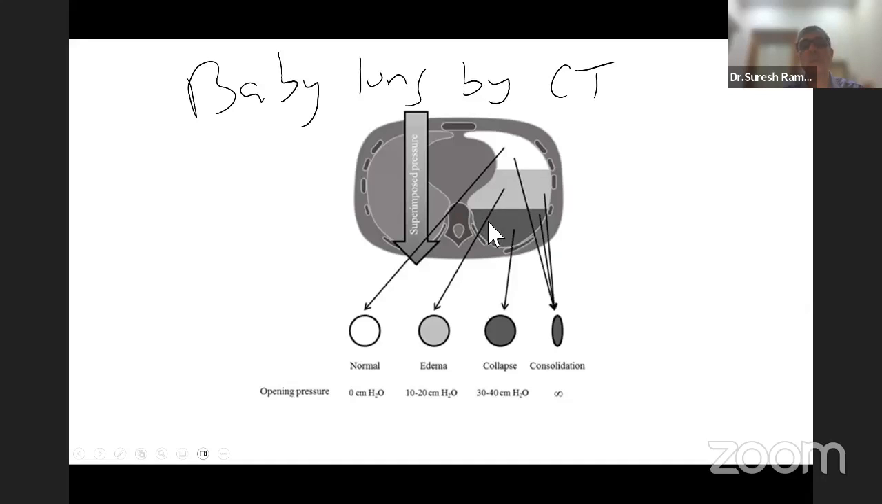The glorious aim with PEEP is that we want to open this. This would have opened up if it were a passive collapse, but this is not a passive collapse. It's a lot of inflammatory edematous fluid with neutrophils and everything. This is not going to open up easily. So opening up these alveoli might be a pipe dream, and that's why this does not work.